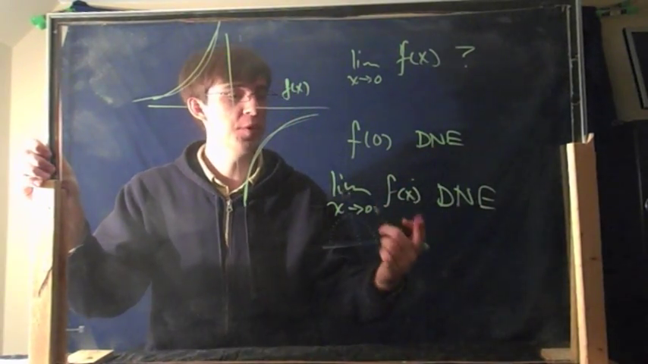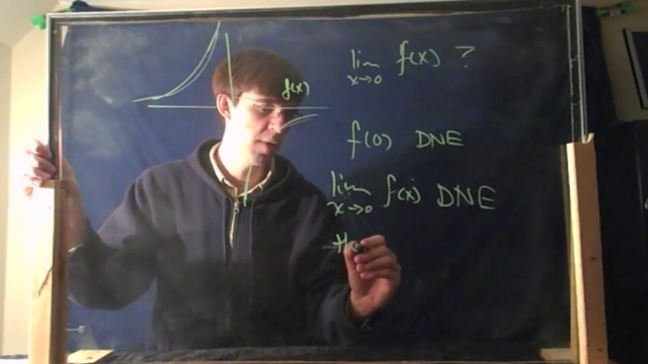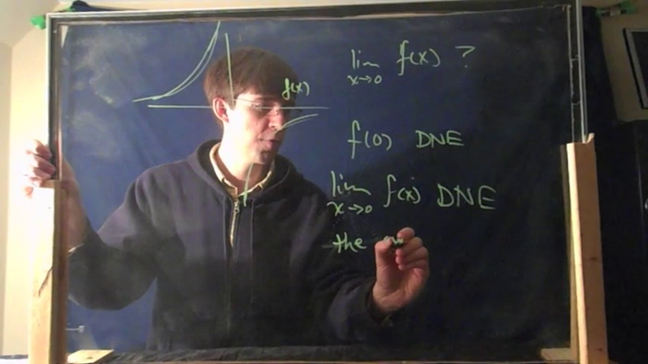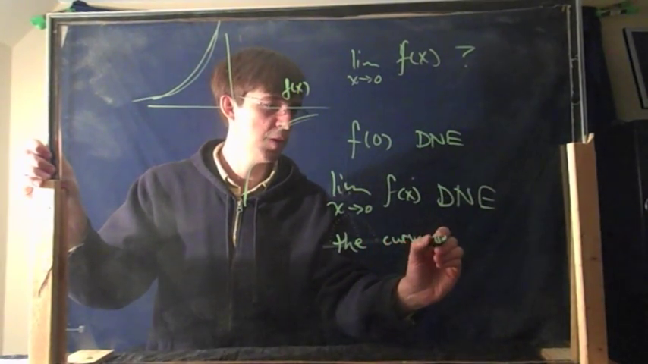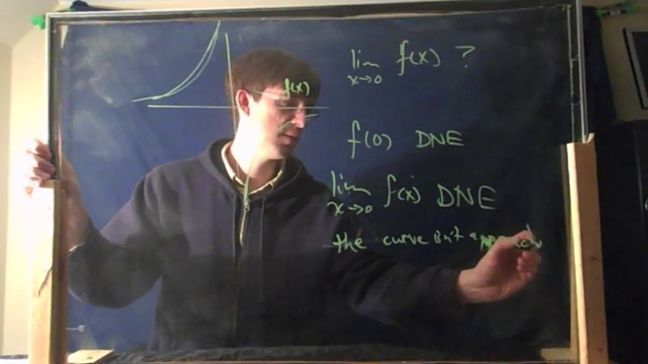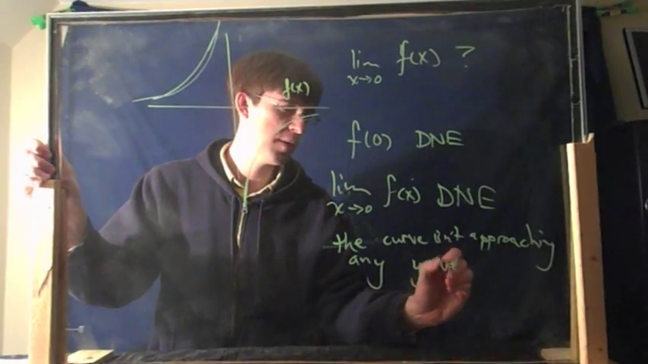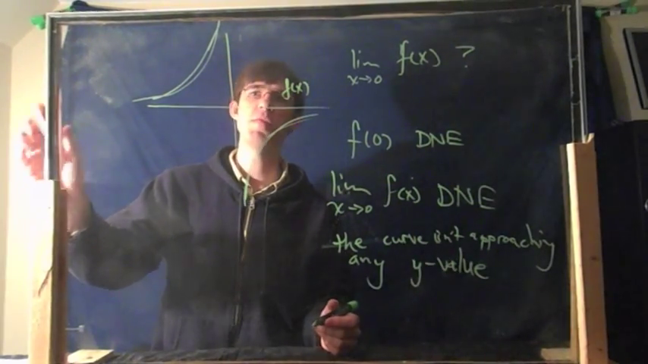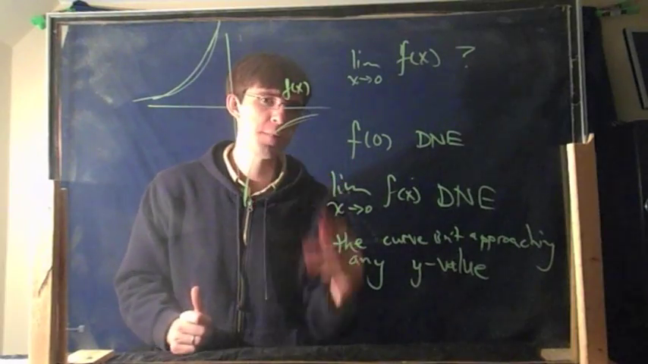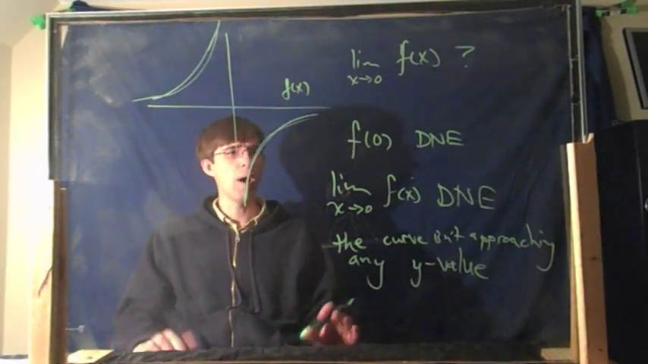That's because there is no y value that the curve is not, there's a double negative there. It's because the curve isn't approaching anything. By which I mean, it's not approaching any specific y value. All right, you might say the curve is approaching infinity from this way and negative infinity from this way, but whatever, infinity doesn't count as an actual y value, right?